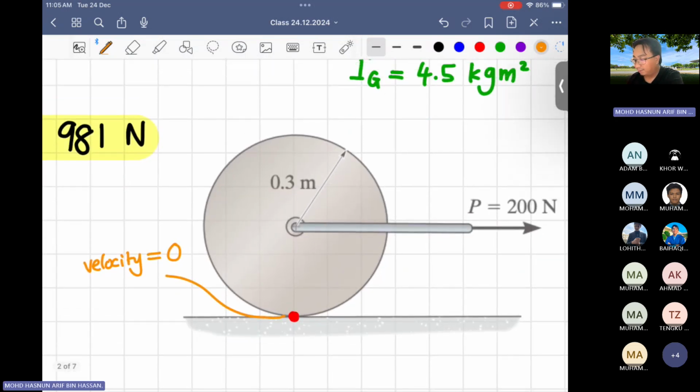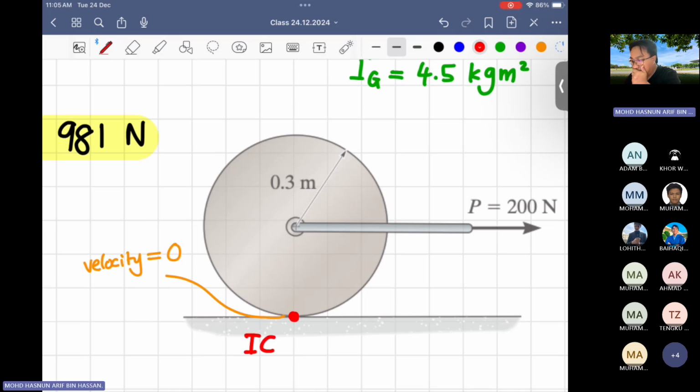What can we call this point that we have learned before? I see, IC. Okay. So when the velocity is zero there, this is basically the IC. This is the location of IC.